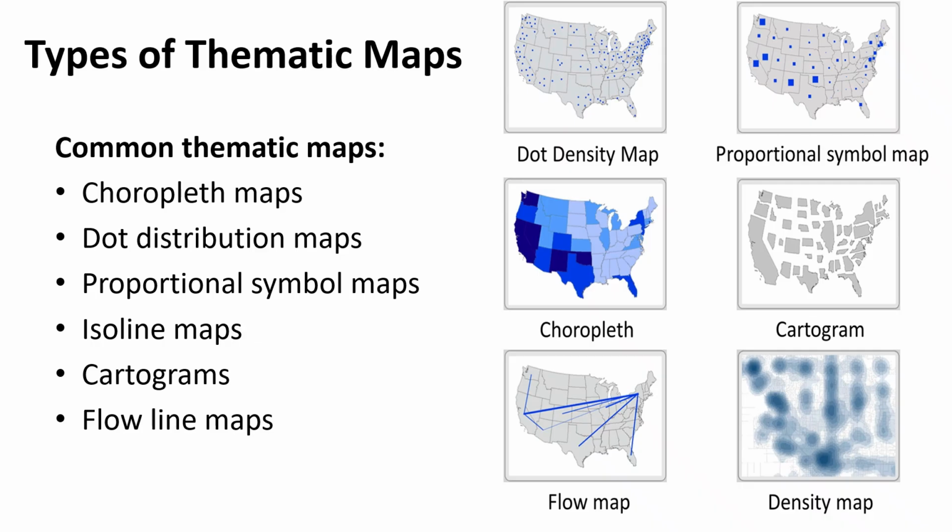There are many types of thematic maps: choropleth maps, dot distribution maps, proportional symbol maps, isoline maps, cartograms, and flowline maps. Let's look at these.